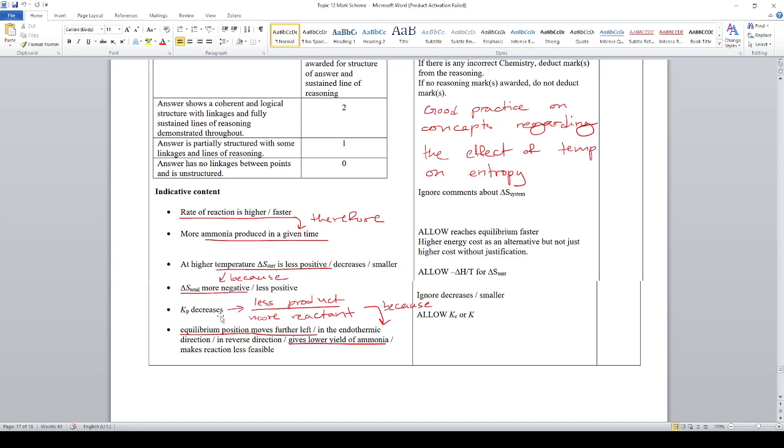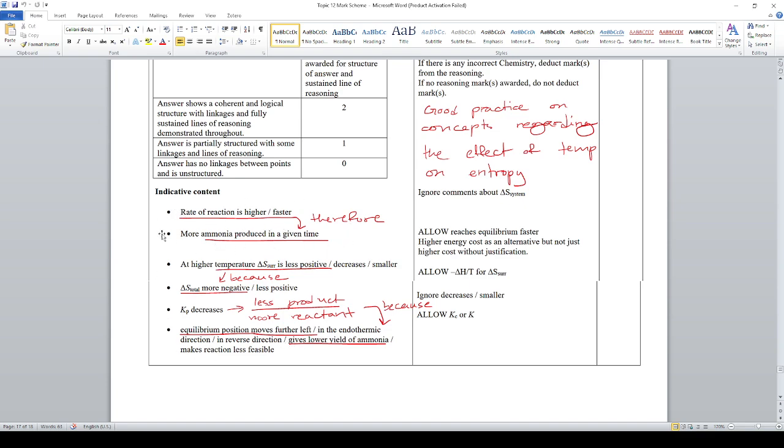The other relevant point is that Kp is going to decrease. The position of equilibrium is going to shift towards the reactants. But that's okay, because while the position of equilibrium is moving left and giving a lower yield, it is still producing more ammonia in a single second than it did before. So this last point can actually connect back to the first few points.